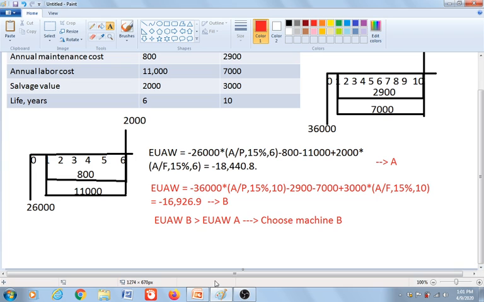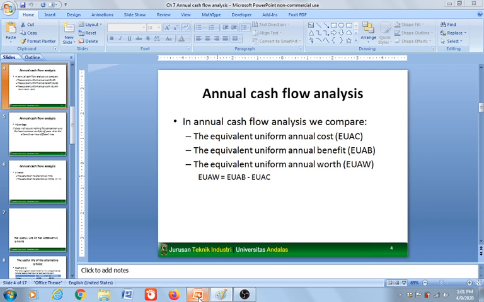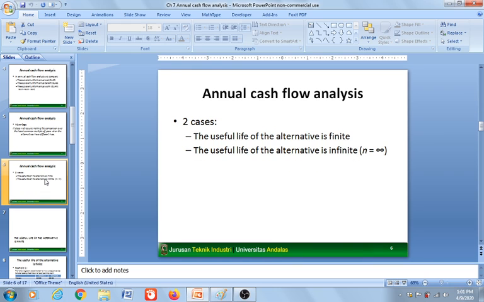Now we will move to the next case for the annual cash flow analysis, which is when we have an infinite life of the alternative.